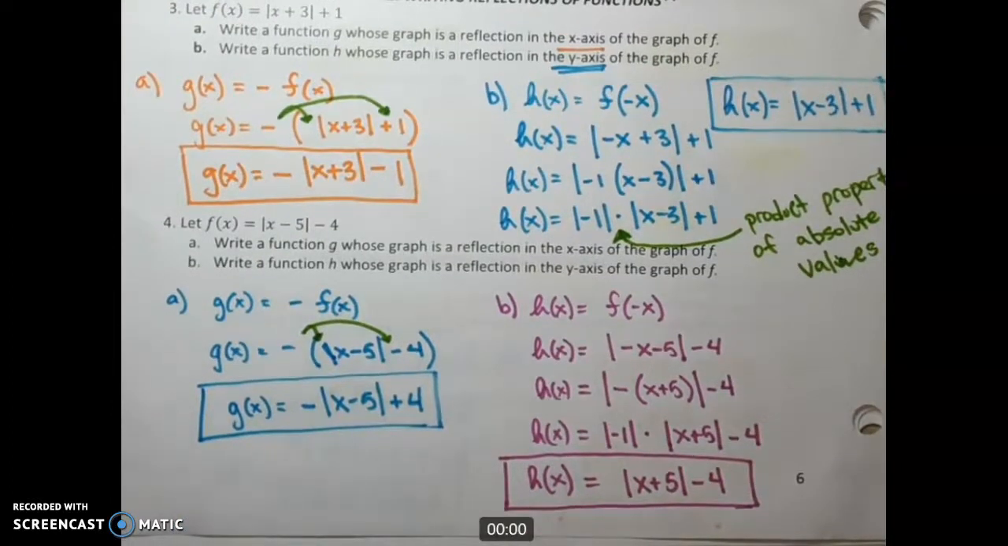Okay, number 4, a is g of x equals the opposite of the absolute value of x minus 5, plus 4, and b is h of x equals the absolute value of x plus 5, minus 4. Alright, I'm going to go ahead and pause this video because I'm running out of time.